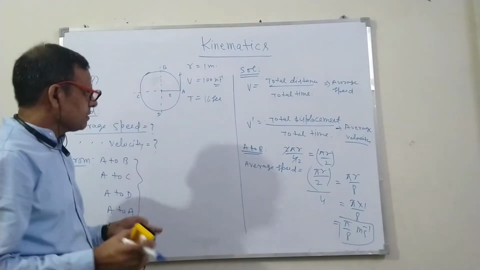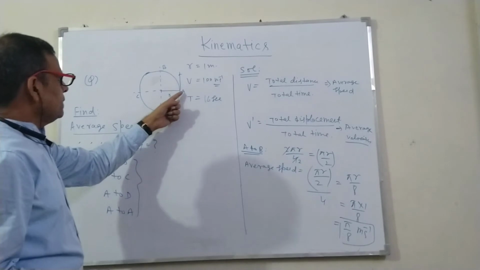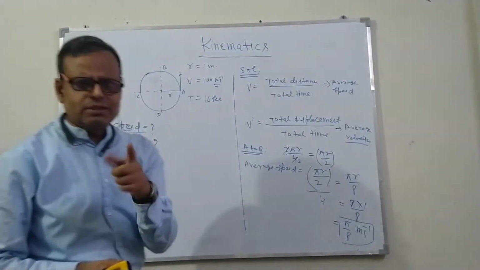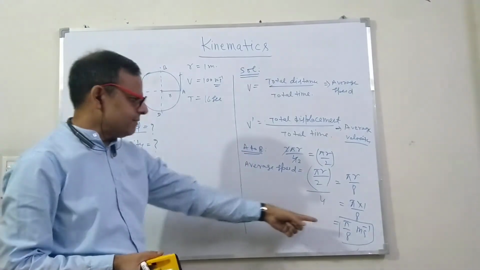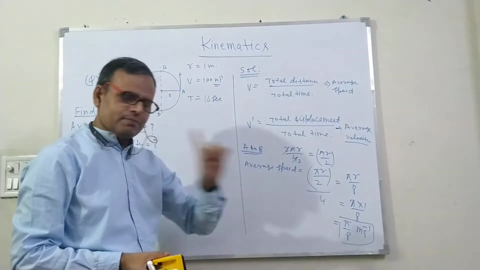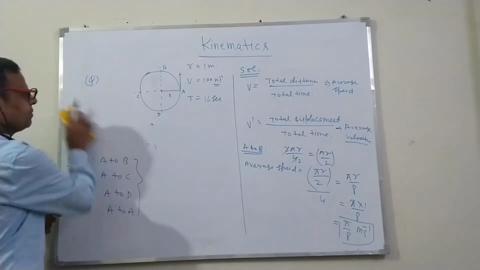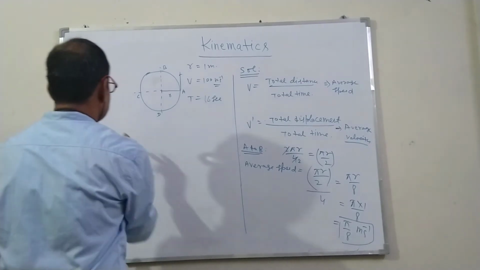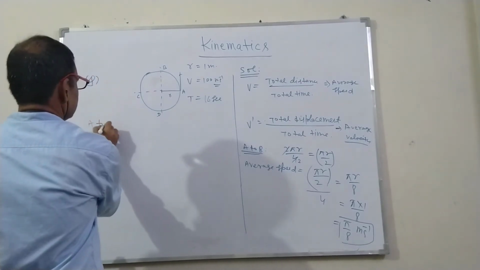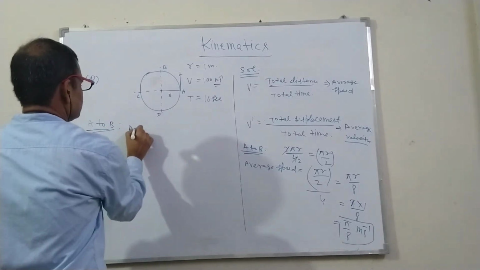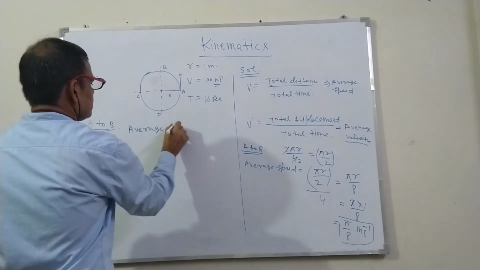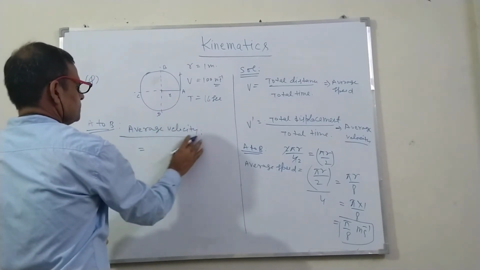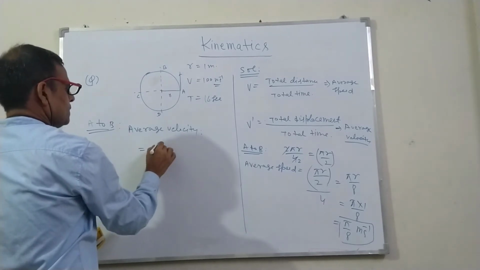So here, this was from A to B. From A to B, the average speed is pi by 8 meter per second. Now for the average velocity from A to B, again that is equal to total displacement.